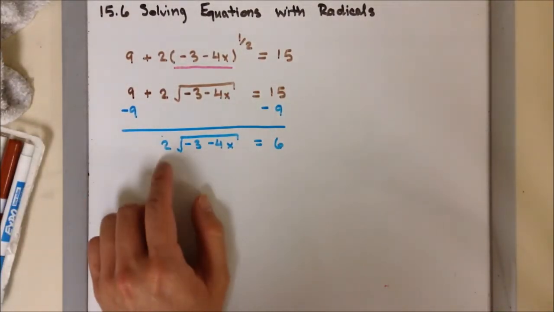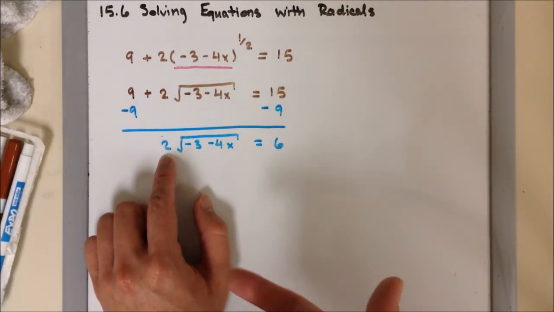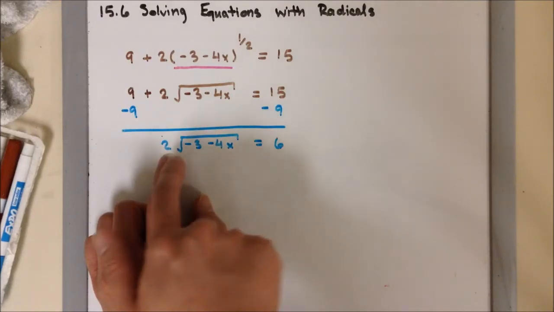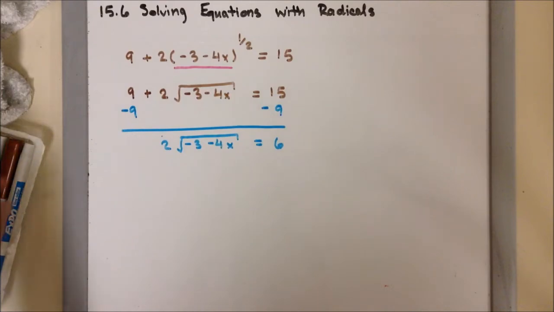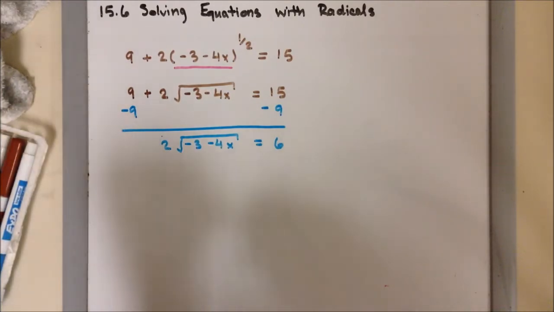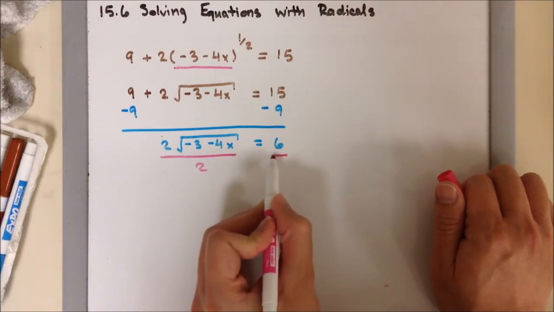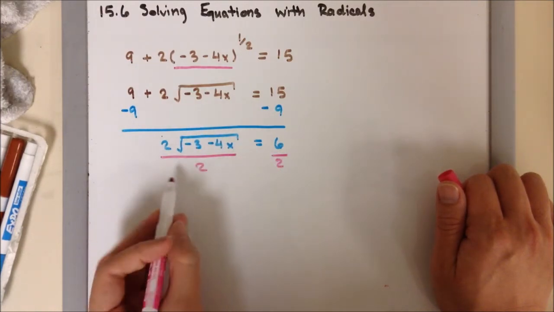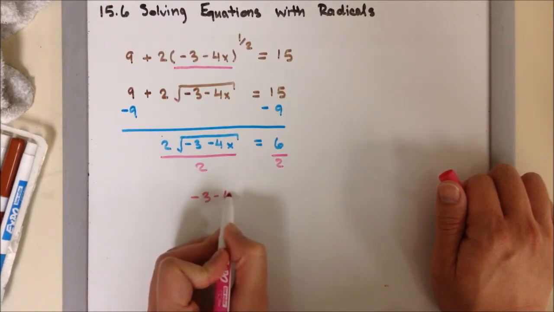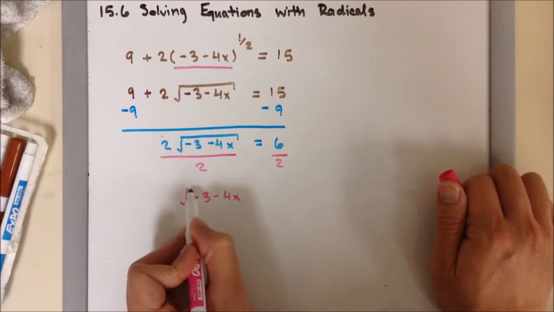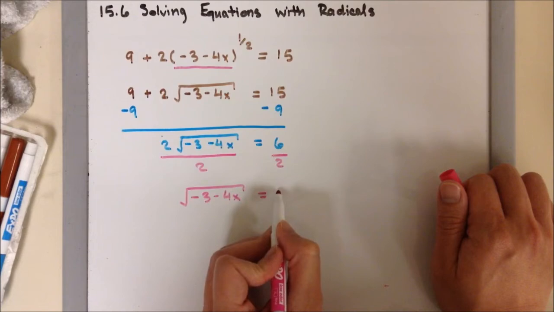Now after that, what I need to do is get rid of the 2. And remember, since the 2 is directly in front of the square root, meaning there's no plus or minus, that means it's multiplying. So the opposite of multiplying is I'm going to divide both sides by 2. So what I'm going to have on the left is the square root of negative 3 minus 4x equal, on the right side, 6 divided by 2 is 3.